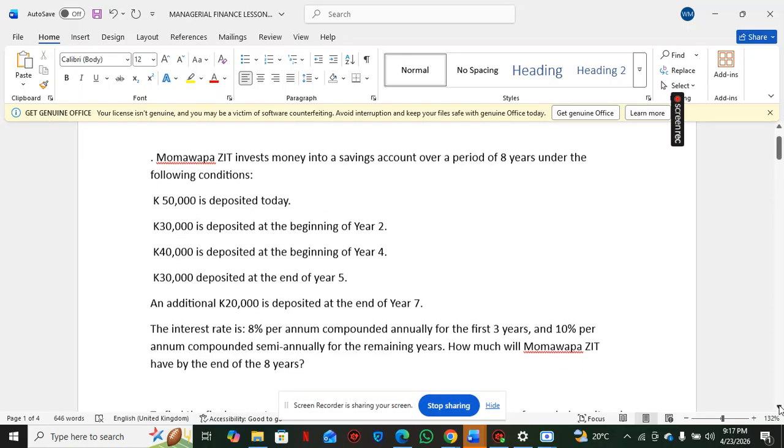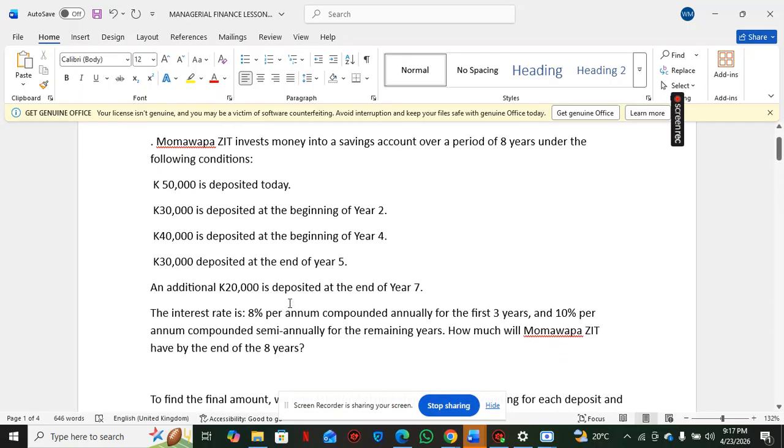So the interest rate is 8% per annum, compounded annually for the first 3 years, and 10% per annum compounded semi-annually for the remaining years. How much will Momwapa ZIT have by the end of the 8 years?